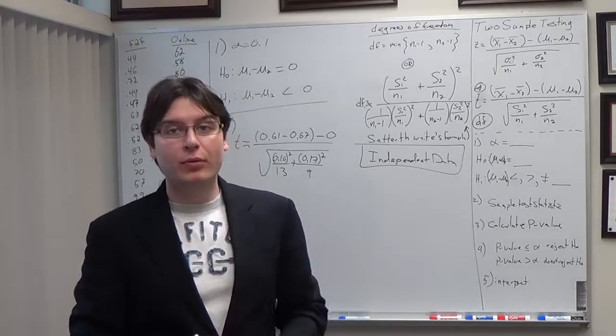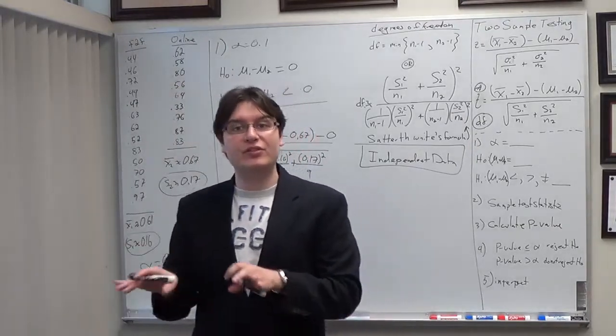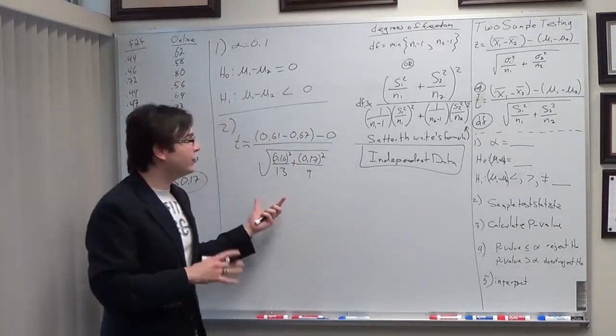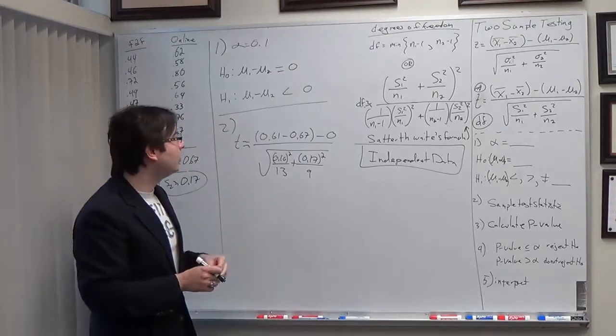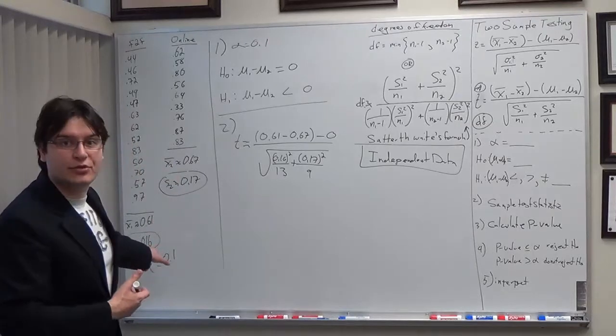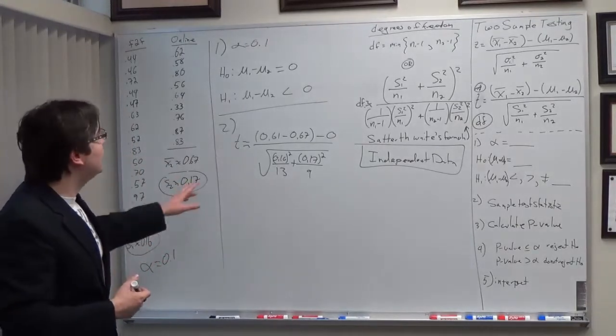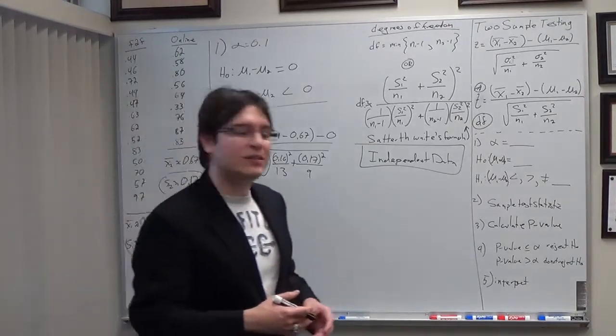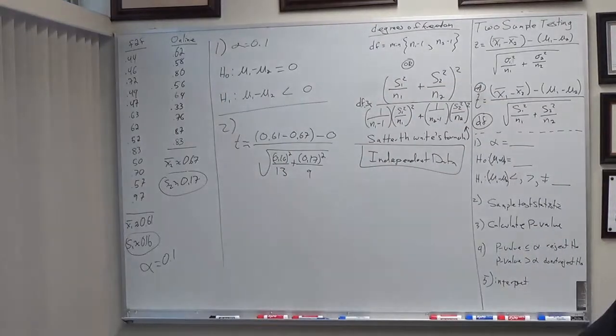Again, I'm making the point that in real life, when you do this, don't round. I'm rounding these just so that we can keep this all nice and tight on the board, and I can actually show you where I'm plugging in my numbers. And we got those numbers from here on the side. So now we're ready to calculate the t-statistic.